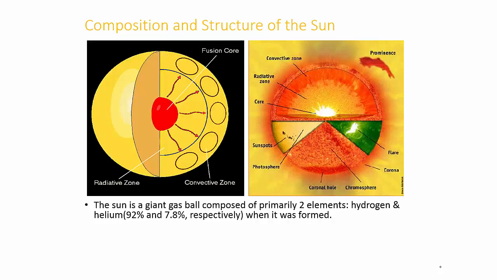Now, the sun is made up of mainly hydrogen and helium. 92% hydrogen, 8-ish% helium. And that's pretty much what it was when it was formed. Yeah, it's pretty much stayed the same. A little bit of hydrogen changing to helium.